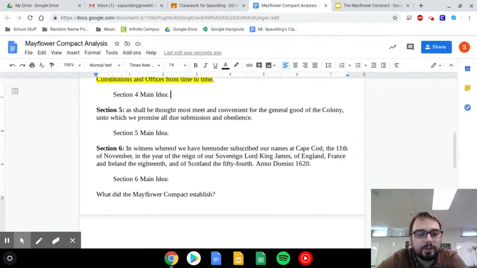Section 6 says, in witness whereof we have here subscribed our names at Cape Cod, the 11th of November, in the year of the reign of our sovereign lord, King James of England, France, and Ireland, the 18th, and of Scotland, the 54th. Anno Domini 1620. Anno Domini, guys, is just Latin. You don't really need to know it. They're just saying the year 1620. Basically, they're saying we're all signing this and agreeing to it.